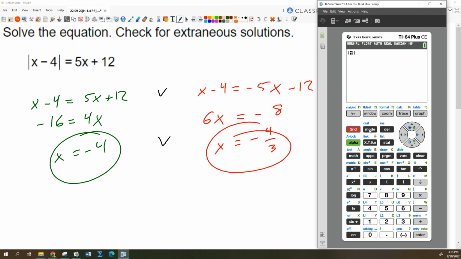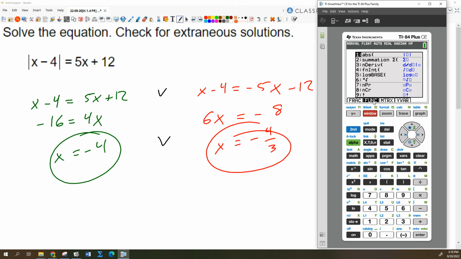Another method to do it, and you'll get to know these, is you can use the alpha shortcuts. If I hit alpha, there are 4 really quick pop-up menus that I can pull up: alpha F1, alpha F2, alpha F3, or alpha F4. Alpha F2 is the one that we want, which is the function menu. And look, there's absolute value.